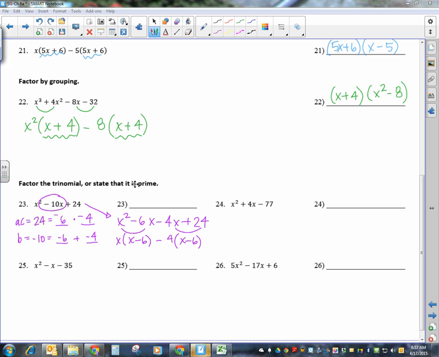So from here, I'm going to write out this common factor. This is the common factor, x minus 6. And that leaves me with x minus 4. So that's what I put in the blank.